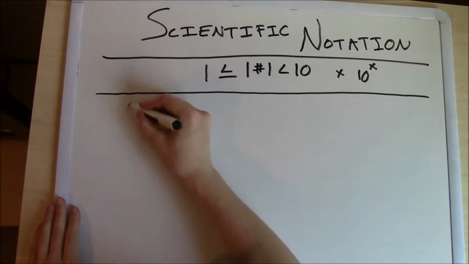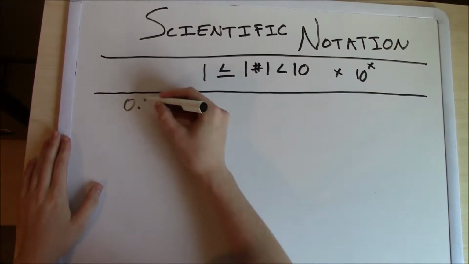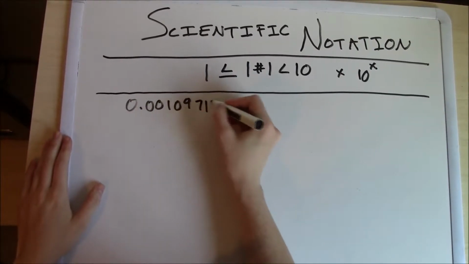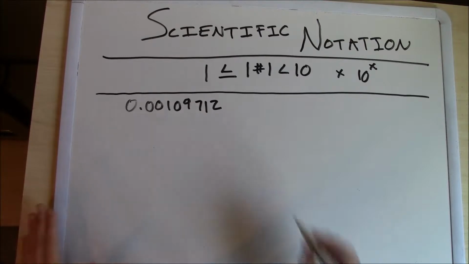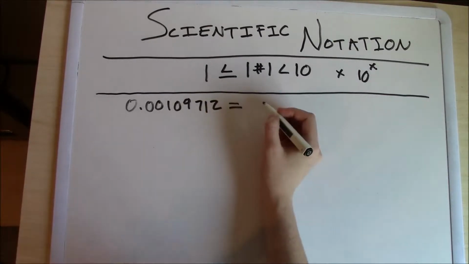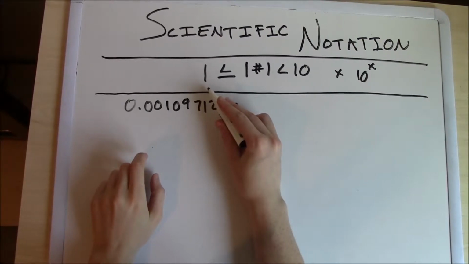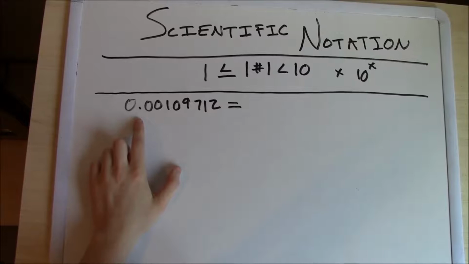Well, let's say you have a small number such as 0.00109712. Well, that's a pretty small number. It's not easy to say. We've got a lot of digits, so let's convert it to scientific notation. First thing we see is we need to make it into a number between 1 and 10. To do that, you're going to have to move the decimal point.